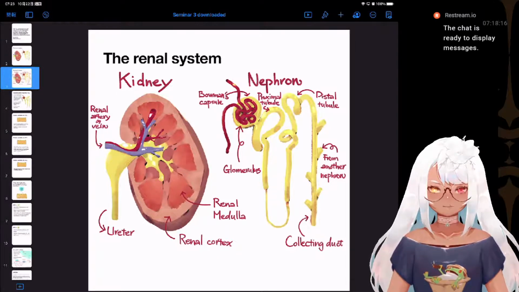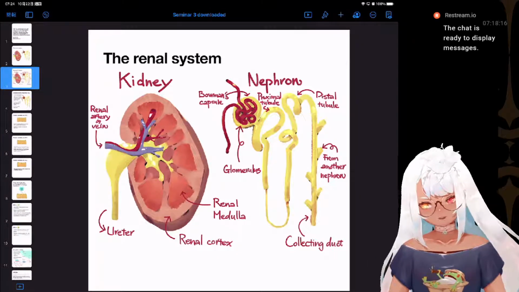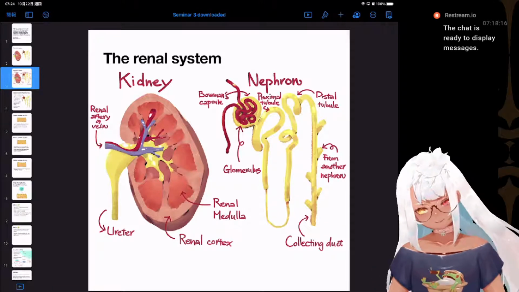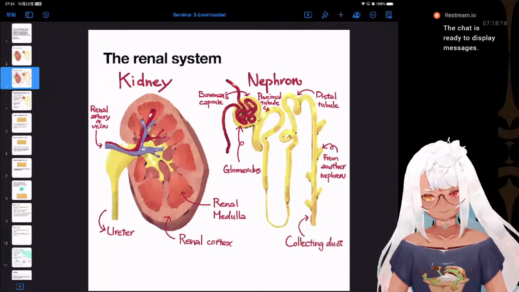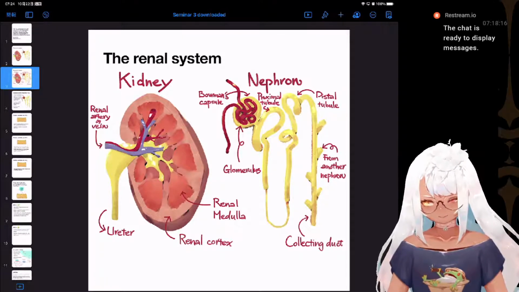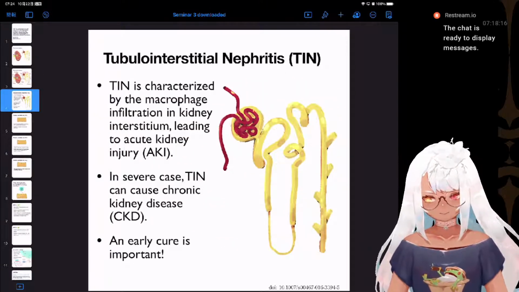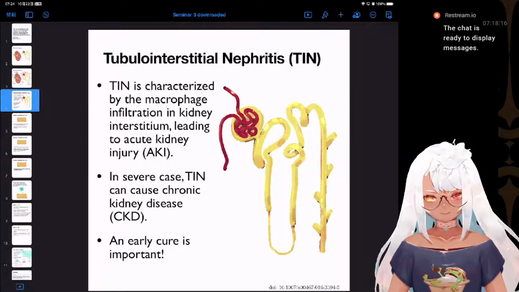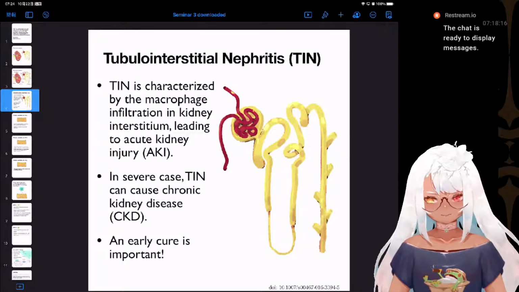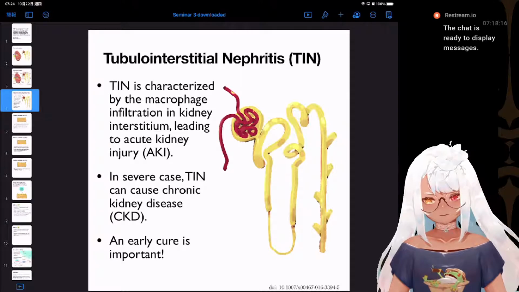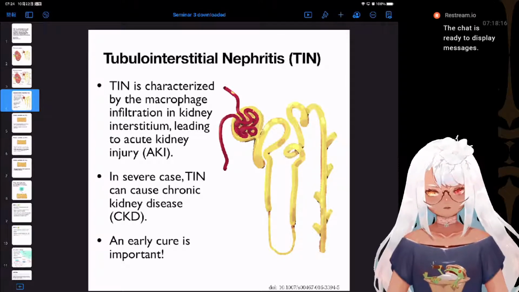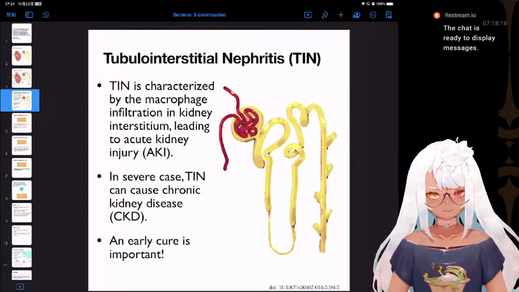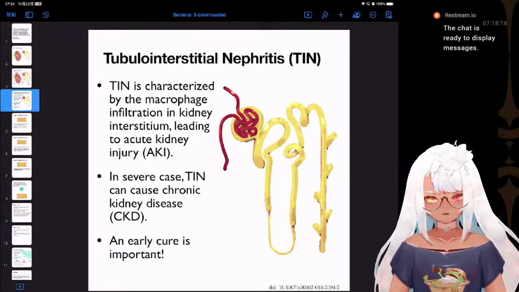When damage strikes our kidney, such as drug, infectious, genetic, or many other reasons, the first thing that will happen is tubular interstitial nephritis induction, or you can also say tubular interstitial inflammation. They are the same thing. So in short, TIN or TI. This is a phenomenon characterized by the infiltration of macrophages in the kidney interstitium, which is the area located between these tubules.